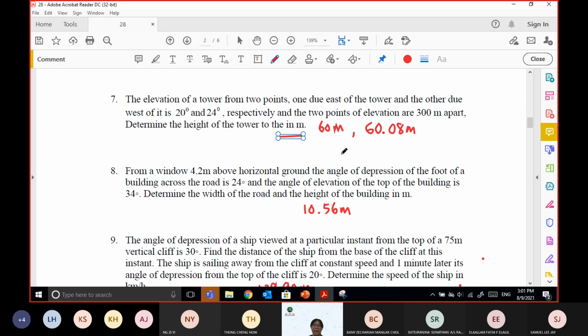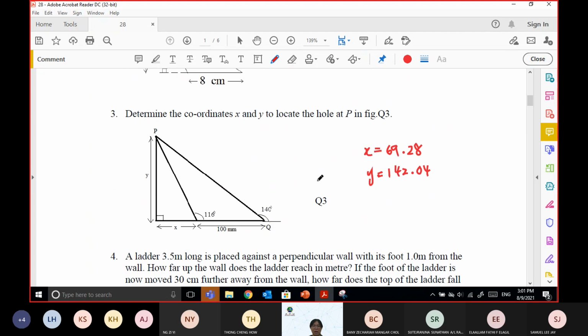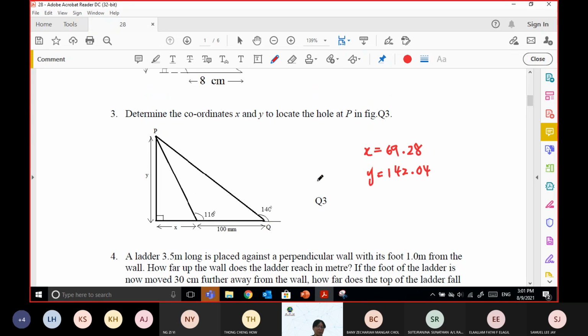Okay, now let's start the discussion. For your information, there are multiple ways to solve the questions. So let's start with number 3.